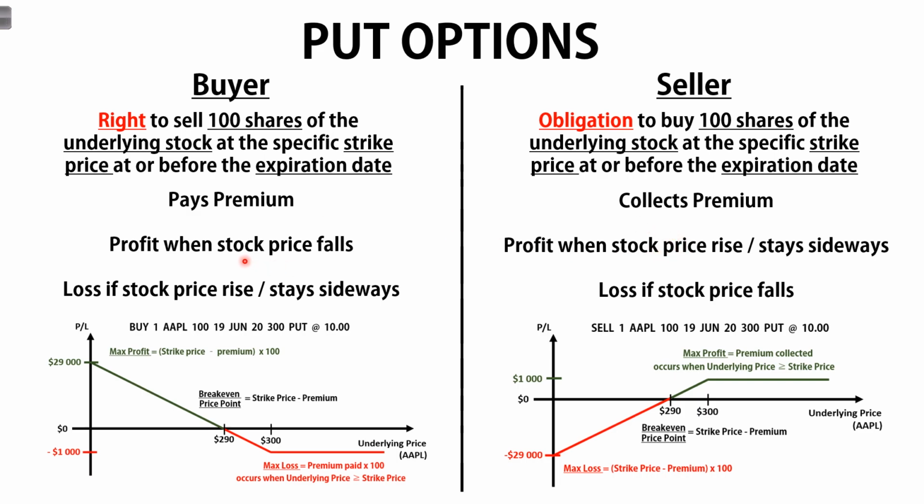For the buyer, you profit when the stock price falls, and you lose if the stock price rises or stays sideways. And the opposite is true for the seller. You profit when the stock price rises or stays sideways, and you lose when the stock price falls.